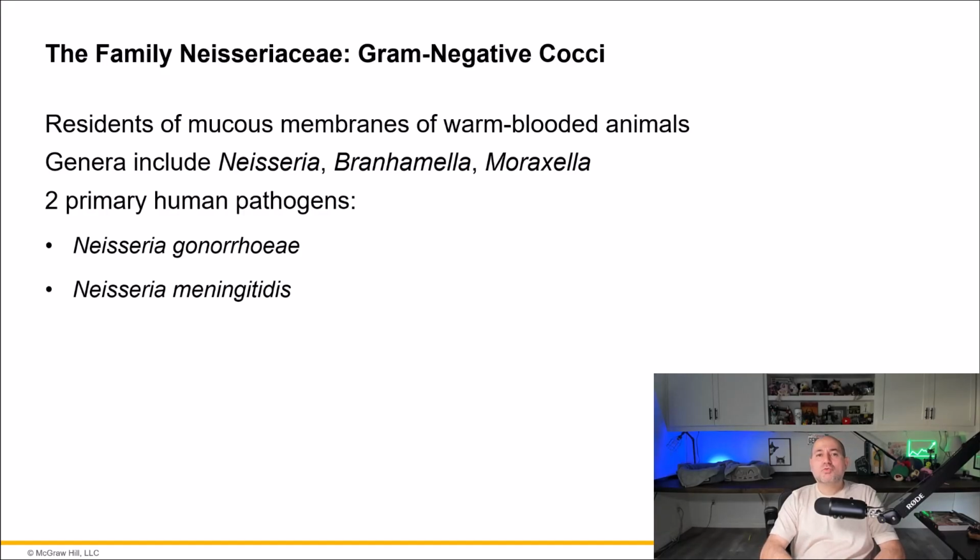Now we're going to talk about the gram-negative cocci. So everything else in this chapter are the gram-negative cocci that are of medical importance. Let's start with the family Neisseriaceae. These are residents of mucous membranes of warm-blooded animals like you and me. The genus that we're going to talk about is Neisseria. Two primary human pathogens: Neisseria gonorrhoeae, which causes gonorrhea, and Neisseria meningitidis, which causes meningitis. So we're going to talk about those two in particular.